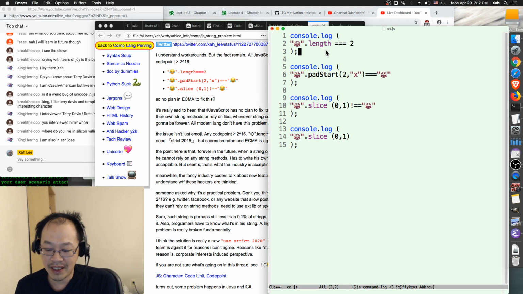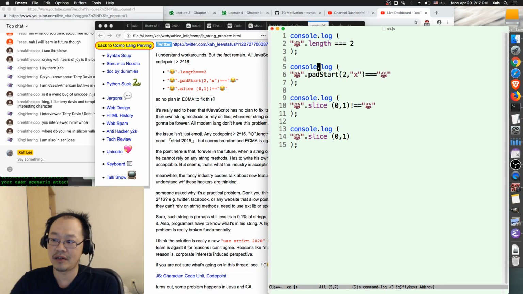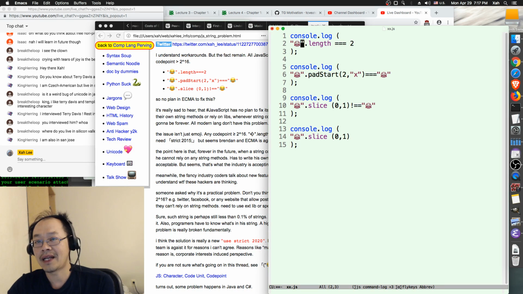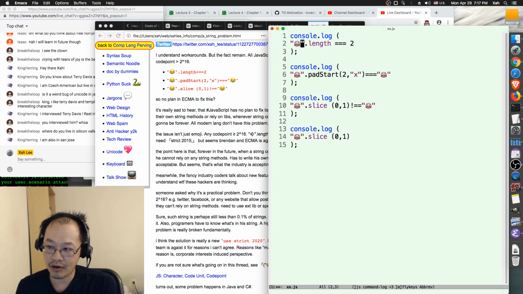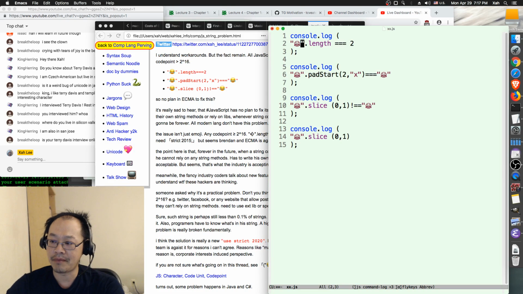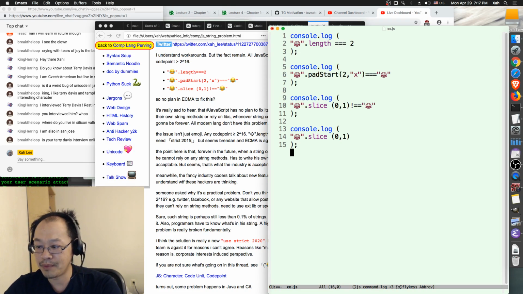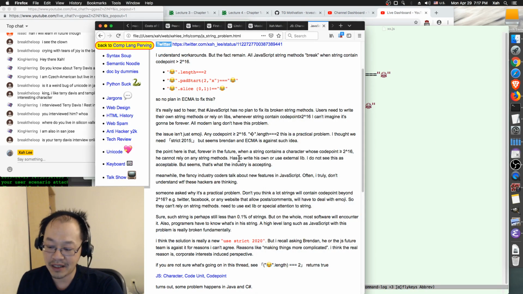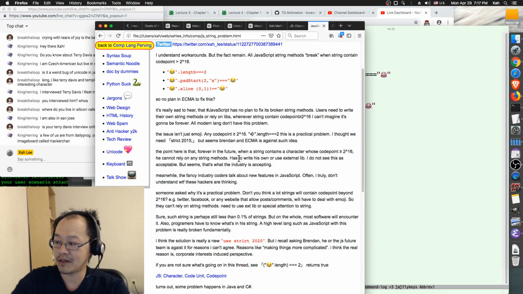So it means this is a problem only when your string contains a character that is an emoji, or your string contains a character whose Unicode code point is beyond 2 to the 16th power. I'm going to explain that. But anyway, simply put, you have problems with all string functions in JavaScript. Unexpected results whenever you have an emoji. Okay, that is a problem. Now let me explain why this happens.